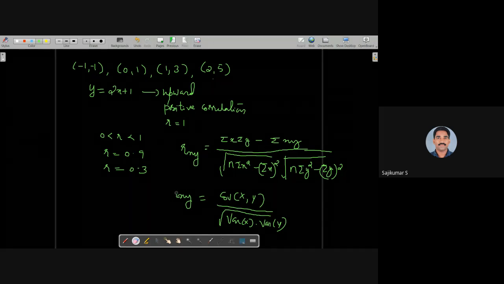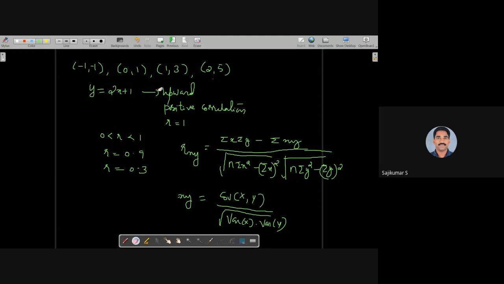For population correlation coefficient, we are using the notation rho. Rho xy is equal to covariance of xy divided by square root of variance of x into variance of y. On dividing this quantity, we can see that this rho is a number which lies between -1 and +1.